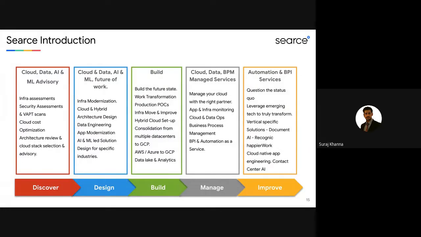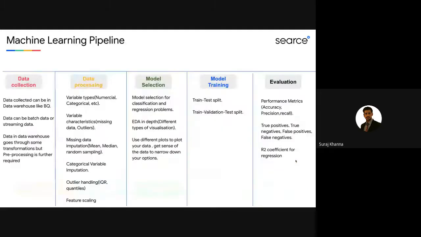So coming to the flow where Sehan left, can you move to the next slide, please? So let's discuss the machine learning pipeline. Once your data is in a particular data warehouse, for example BigQuery, or be it on-prem or any other data warehouse, what clients are moving towards, or what they are investing in a lot, is ML or AI. The basic pipeline that machine learning follows is data collection, data processing, model selection, model training, and evaluation.